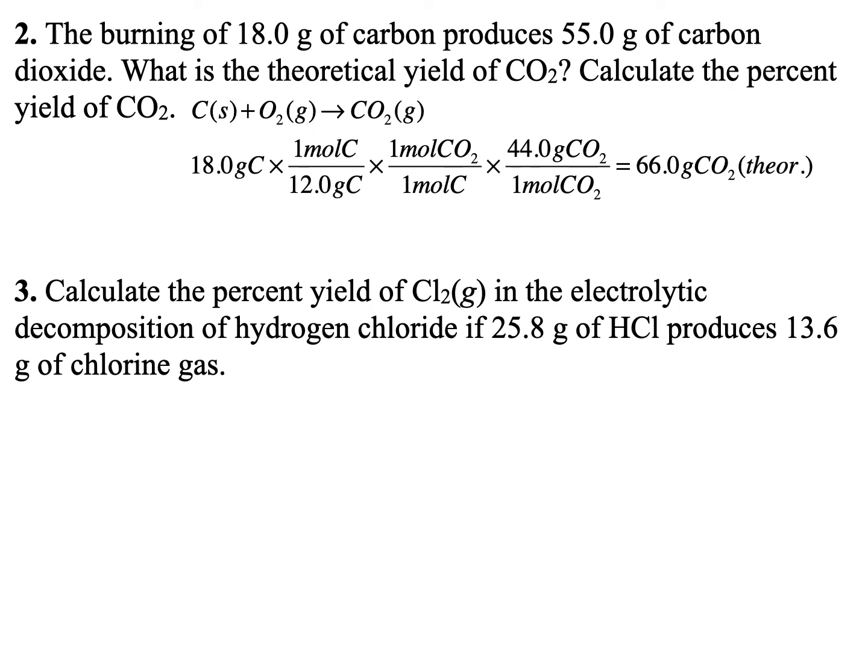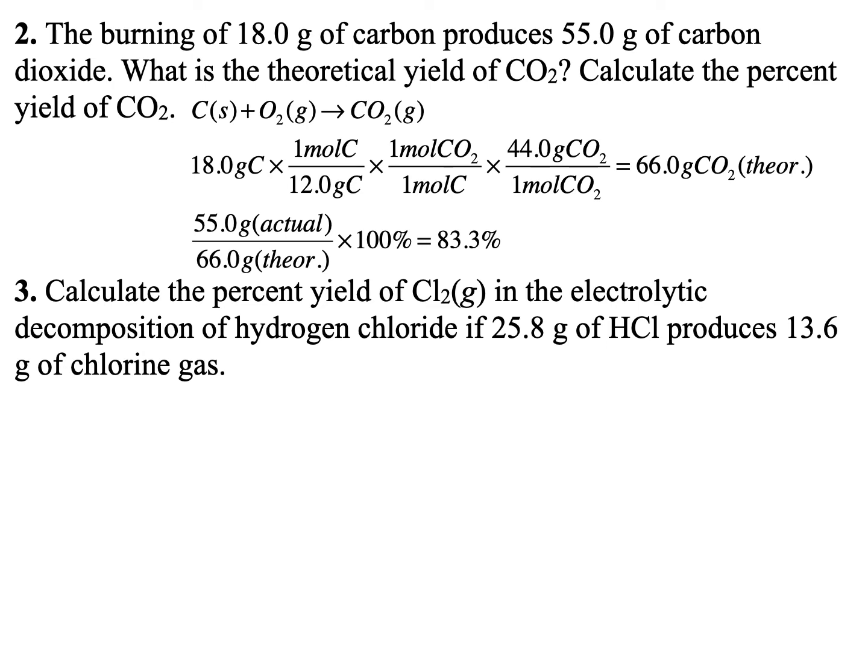Now, according to the problem, it only produced 55 grams. So 55 grams is our actual yield. So to do our percent yield, we're going to do the 55 grams in actuality versus the 66 grams in theory. And that gives us an 83.3% yield.